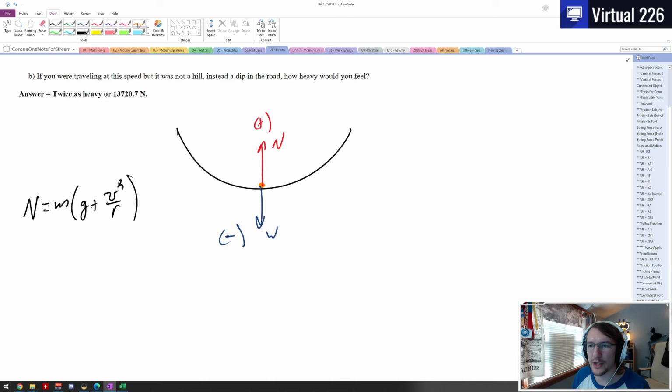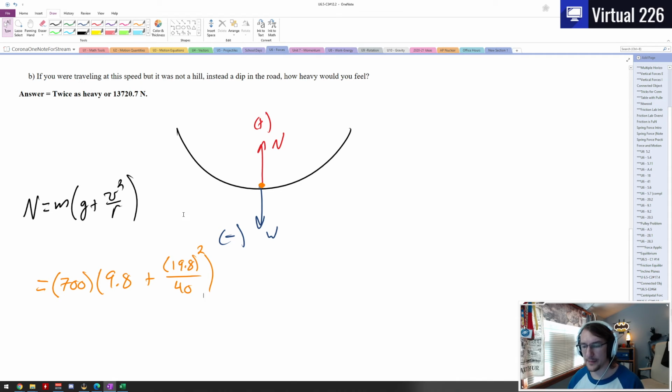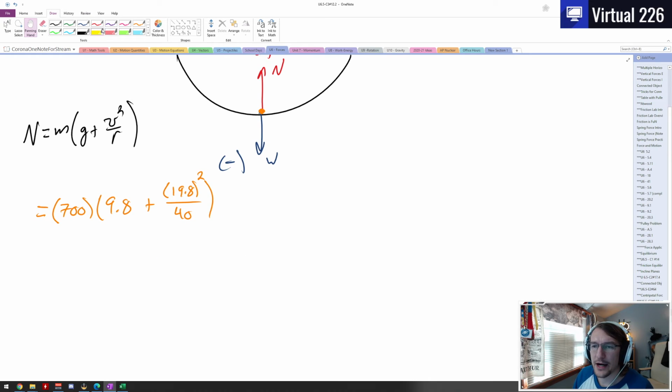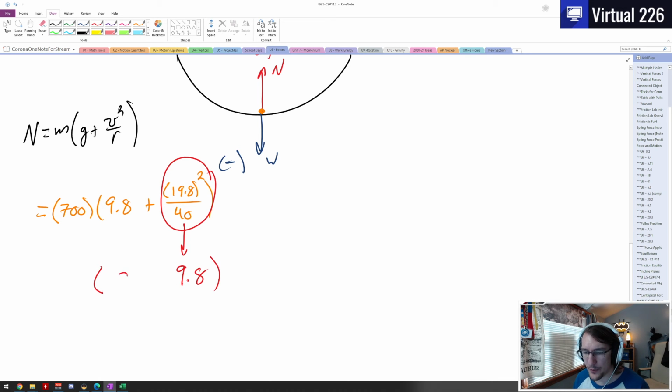If we wanted to figure out how heavy you'd feel, we can just put everything in. The mass is 700 kilograms. Gravity is 9.8 meters per second squared. The velocity from the last problem was 19.8 meters per second, which we will be squaring, and then we'll divide that by 40. One of the first things I like to do is figure out what this is. When you throw 19.8 squared divided by 40 into the calculator, you find that this number is 9.8. And what we have here is 9.8 plus 9.8.